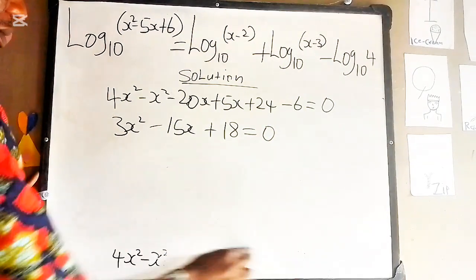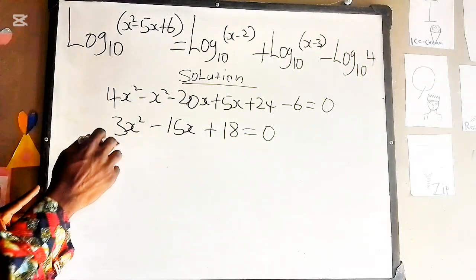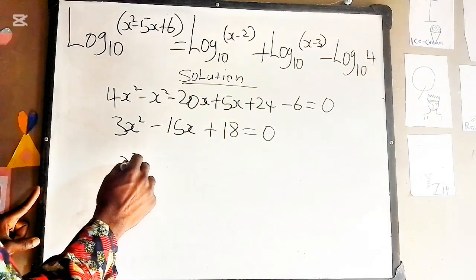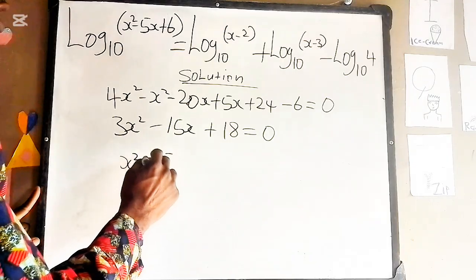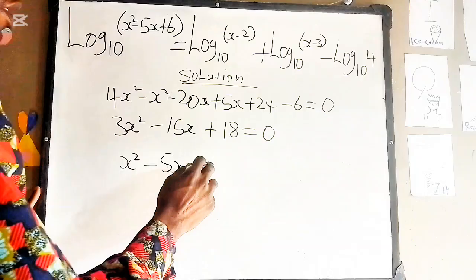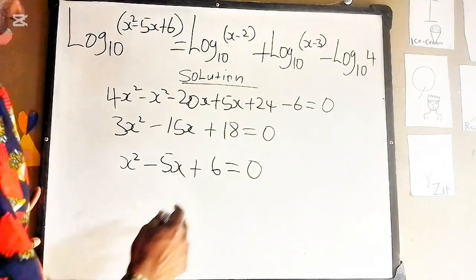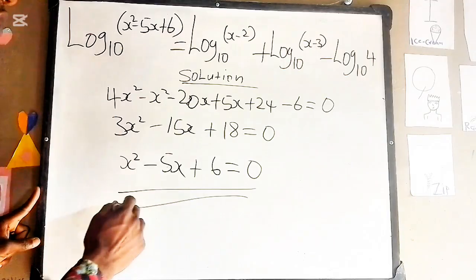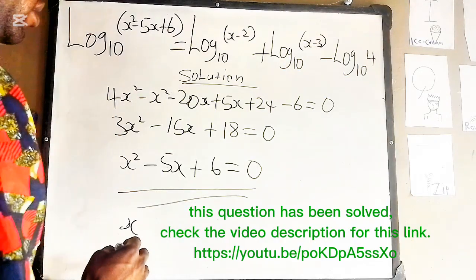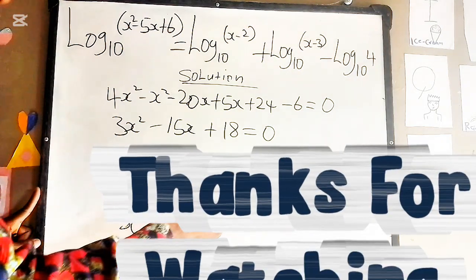We can reduce it because there's a common factor here, which is 3. This divided by 3, we have x squared minus 5x, if you divide by 3, plus 6 equals to 0. We can use factorizing method to get the value of x. I'm going to leave the link where this one has been solved in one of my videos.